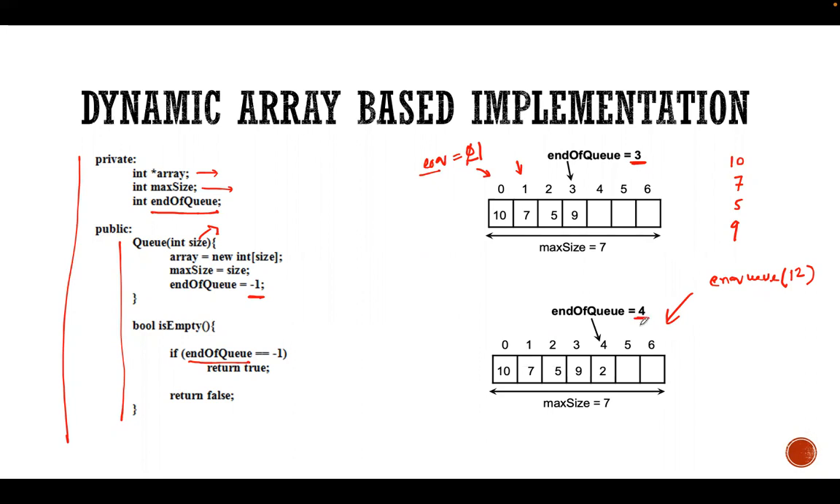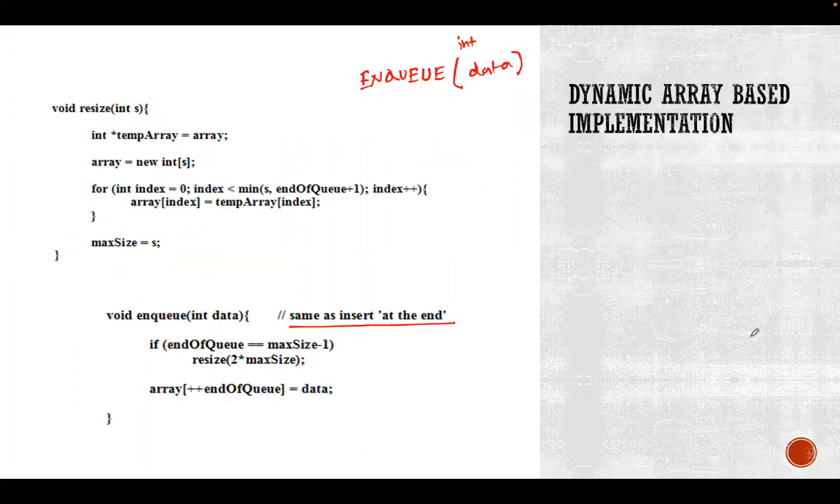Now how do we know what our last index in the queue is? By using the end of queue value. Here the end of queue value is 4. That means in this array we have to insert the value at index 5. It looks like an order of 1 operation. This is the statement by which we are inserting the value at the end of the list. If end of queue is 4, we are going to insert at index 5, using plus plus end of queue. We're just inserting at the end.